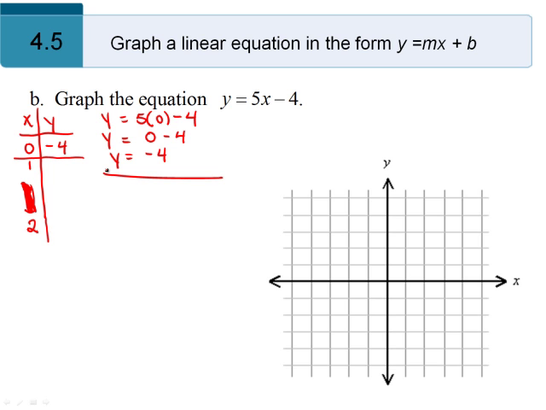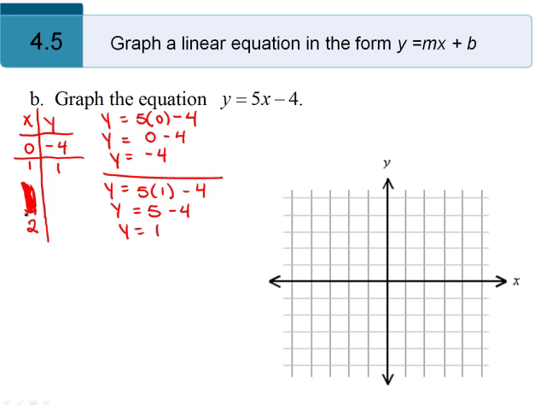All right, so now we have to plug in 1. So we have 5 times 1 minus 4, which would be 5 minus 4 when you multiply there. So y equals 1, which is nice, 1 and 1.